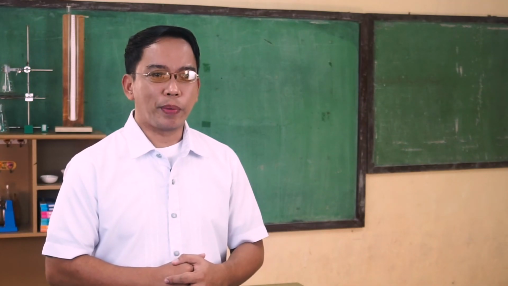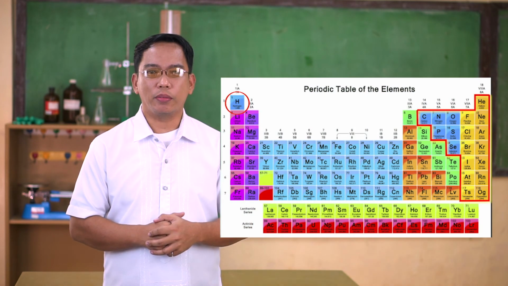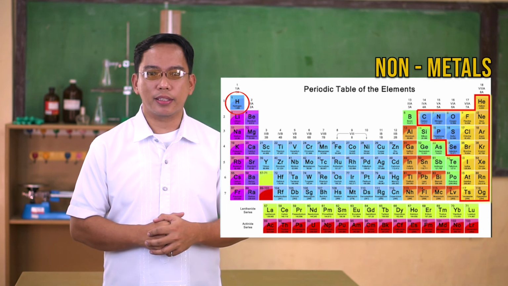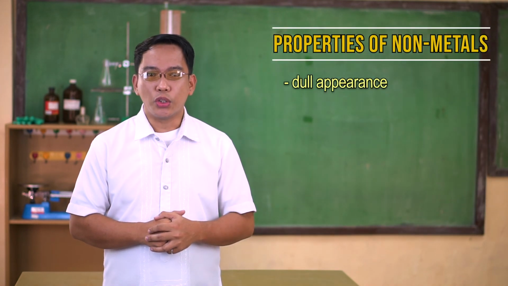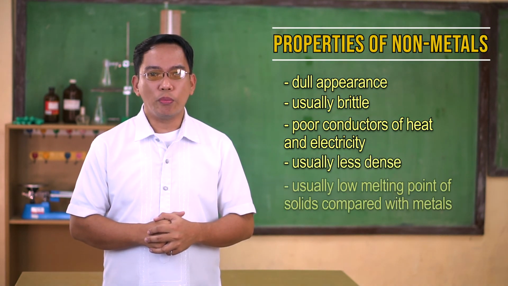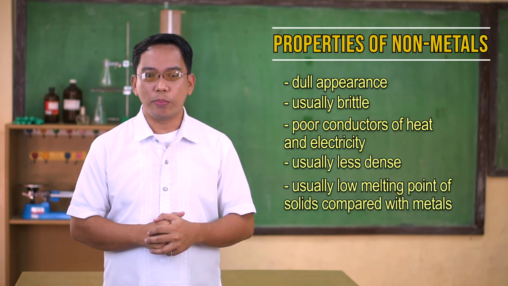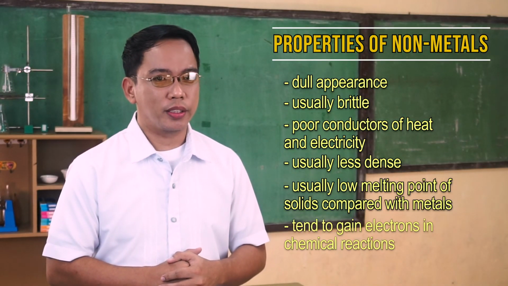The nonmetals are confined to the right side of the table. Elements to the far right of the periodic table are nonmetals. Nonmetals display some or all of the following characteristics: dull appearance, usually brittle, poor conductors of heat and electricity, usually less dense, usually low melting point of solids compared with metals, and tend to gain electrons in chemical reactions.